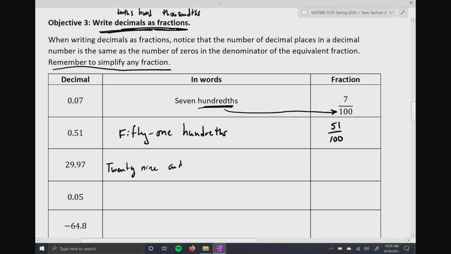And need to write a little clearer. 97 hundredths. All right? And we write that with the whole number first, 29, and then 97 over 100. Okay, are there any questions so far? All right, let's keep going.